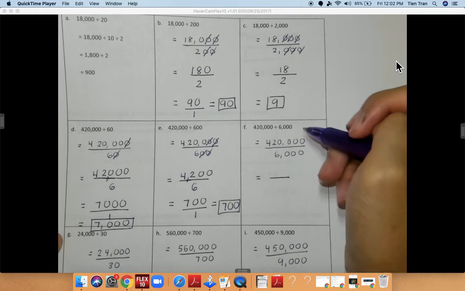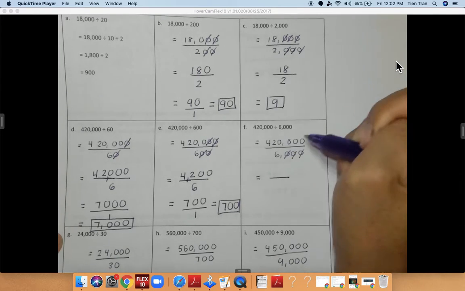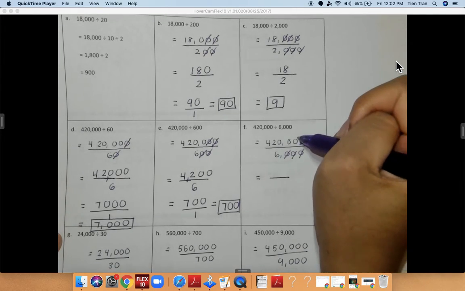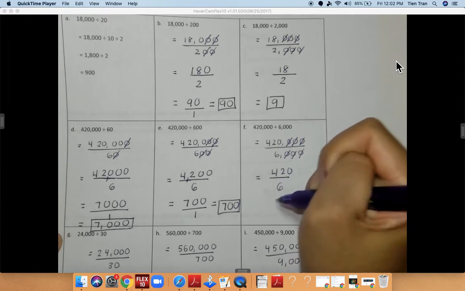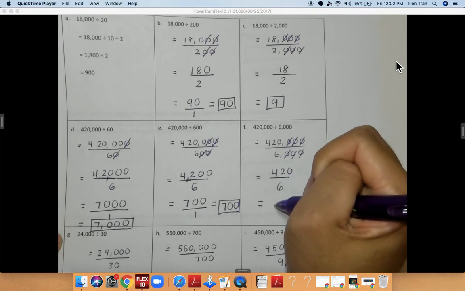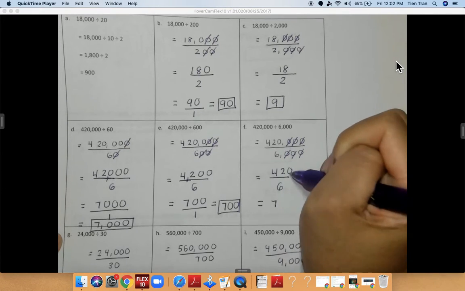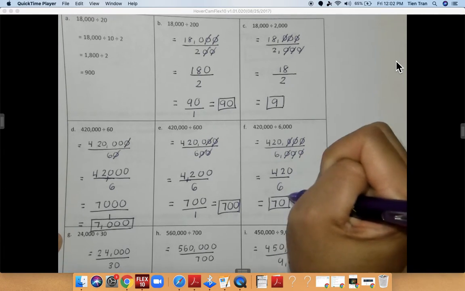For the other equation here, I have 3 zeros at the bottom. What I cross off on the bottom, I am going to cross off at the top. So now I have 420 divided by 6. I know that 42 divided by 6 is equal to 7. Bring down my 0, and that gives me 70.